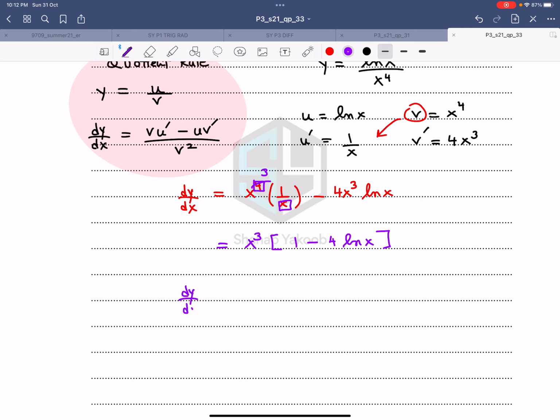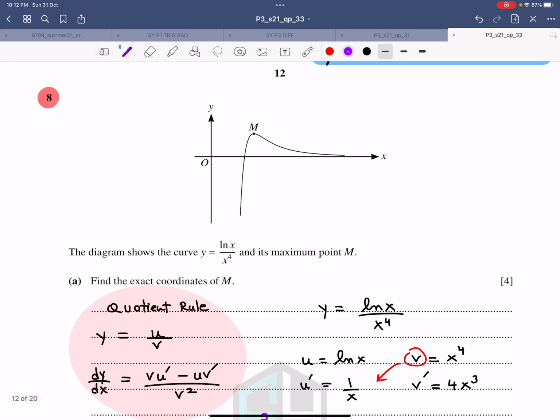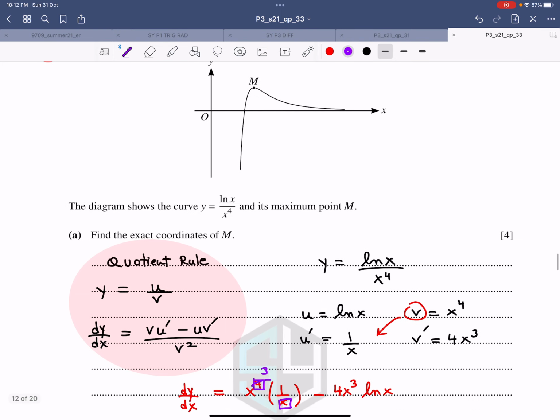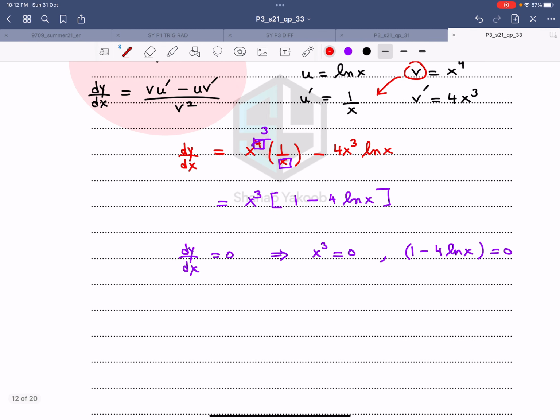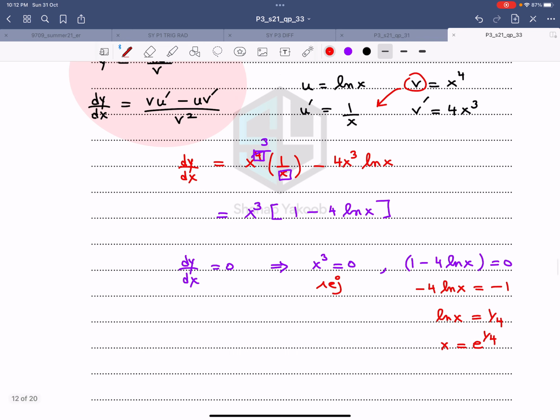Dy by dx equals 0. Therefore x cube equals 0, or 1 minus 4 ln x equals 0. Let's look at the question. I can see it with my own eyes that x cannot be 0 and m is just 1 point. So therefore please convey it to the examiner very explicitly that you are rejecting this. 1 minus 4 ln x equals 0, minus 4 ln x equals minus 1, negative cancel, ln x is equal to 1/4, therefore x is e raised to power of 1/4. That is the x coordinate.